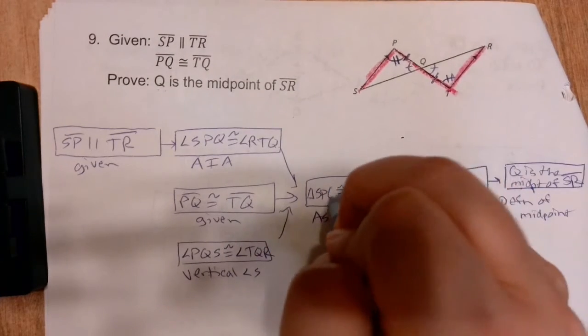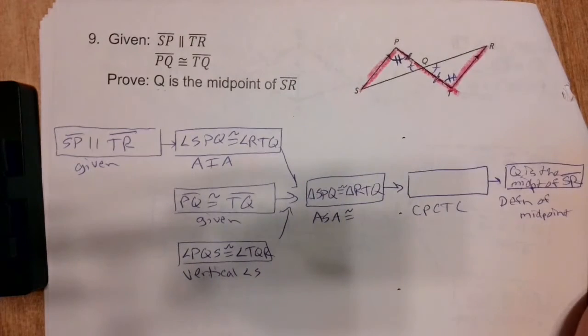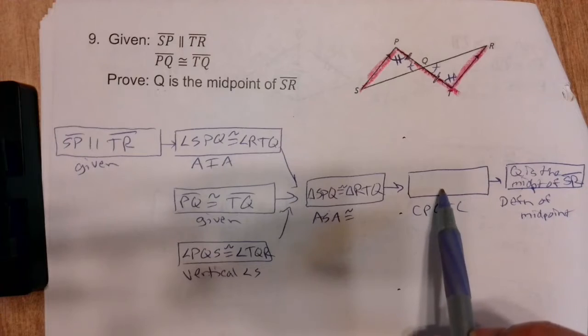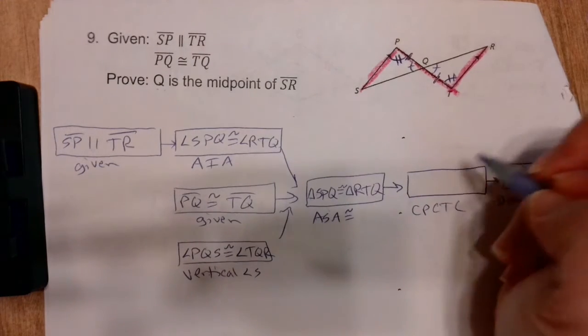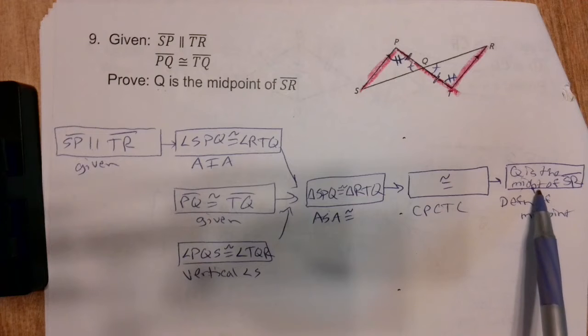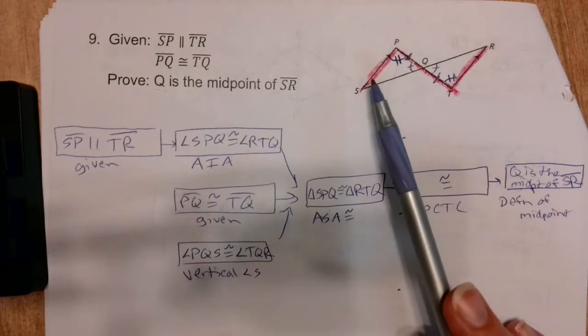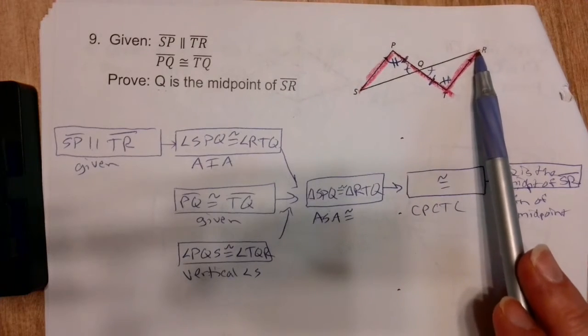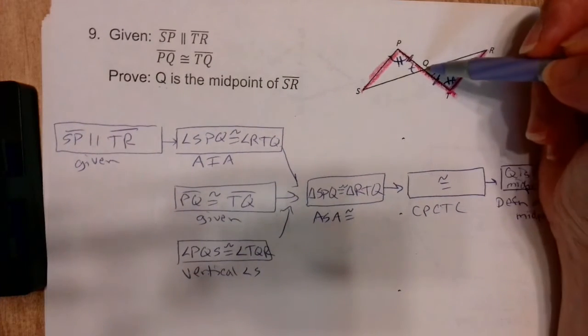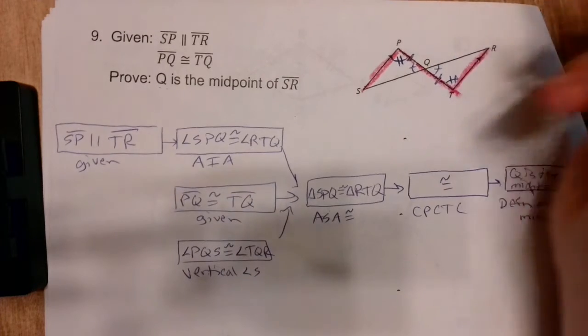So triangle SPQ is congruent to triangle RTQ. We're just missing this box right here. So remember, this box has to be two congruent things. Two congruent parts of the triangles. Look at what we're trying to show. We're trying to show that Q is in the middle of S and R. Well, in order for Q to be in the middle, what two things would have to be congruent?